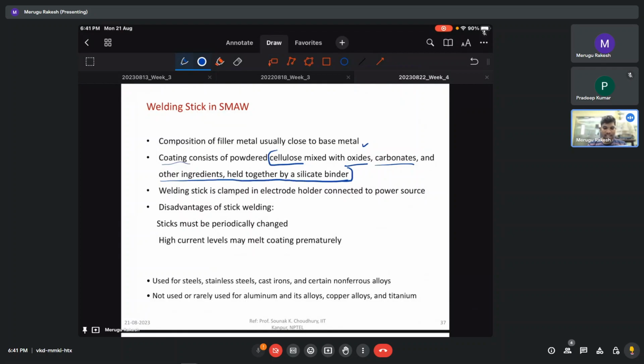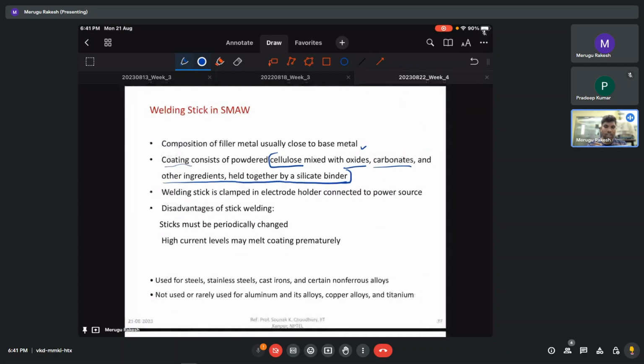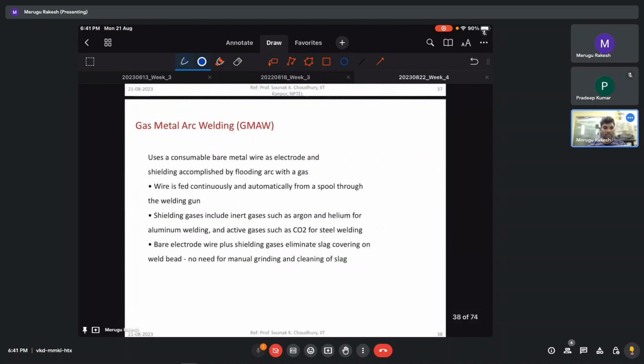The welding stick is clamped in an electrode holder connected to the power source. But the disadvantage is that the sticks have to be changed periodically, which reduces your performance. High current levels may also melt the coating prematurely. This is mainly used for steel, stainless steels, cast irons, and non-ferrous alloys, but not used for aluminum alloys, copper alloys and titanium, as I discussed, because of the formation of the oxide surface layer.